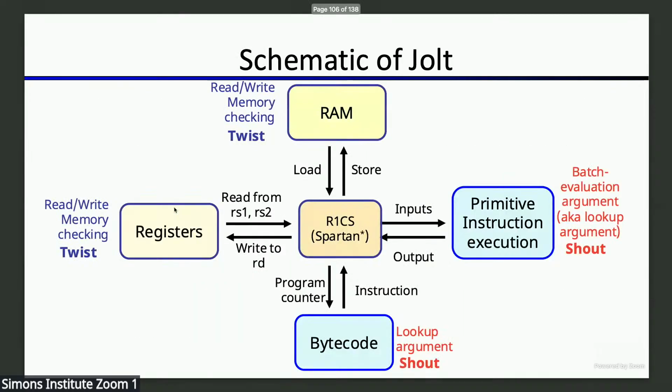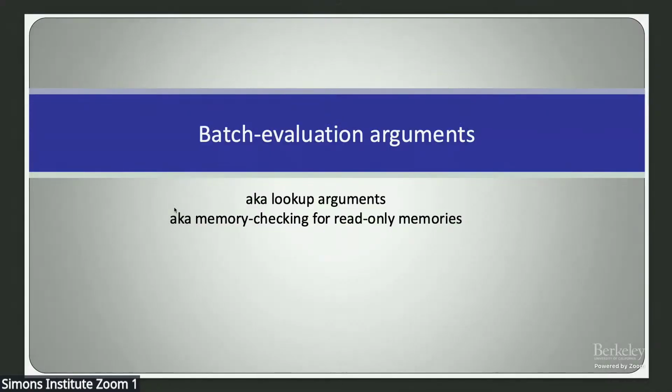All right, so here it is in a picture. Twist is proving registers and RAM are all being maintained correctly by the prover. And then Shout is proving that each primitive instruction is executed correctly, and also that every lookup into bytecode is answered correctly. And then they're all linked together by the circuit to make sure they're all getting run on the right things. But the circuit is very, very minimal. Okay. Questions about that?